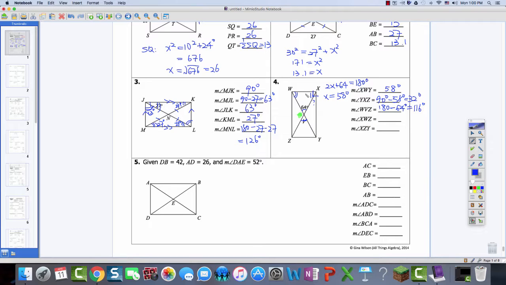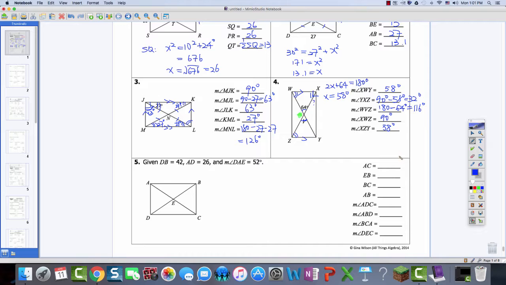Now XWZ, that's easy, 90 degrees. XZY should be, again, these are parallel lines. These two are alternate interior angles. And if this angle is 58 degrees, XZY should be 58 degrees. Okay?